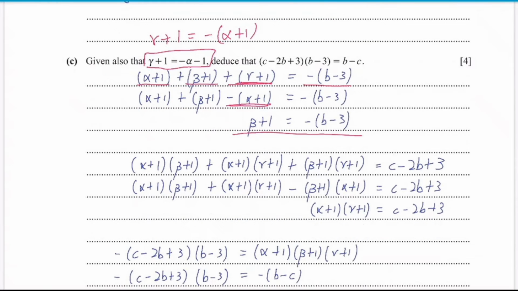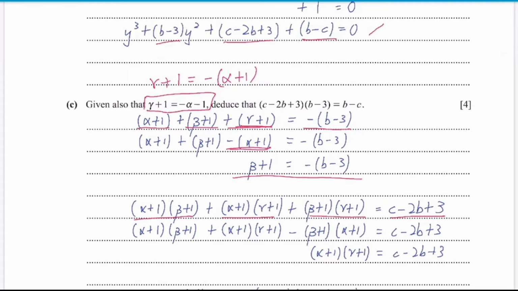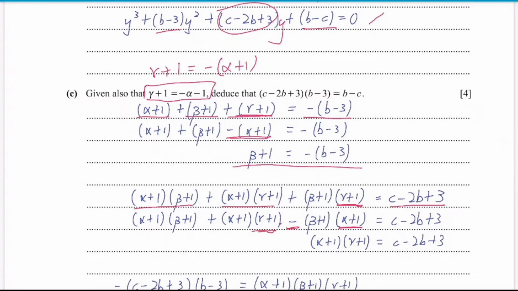Other than that, we do the other part, which is to find the sum of the alpha beta products. So just list out every single thing there. We know that this equals c over a. So the c value that we have in the equation here, sorry, I forgot the y, is c minus 2b plus 3. With the same relationship, we substitute in, so we replace lambda plus 1 with the negative of alpha minus 1. For this one, we don't disturb it.